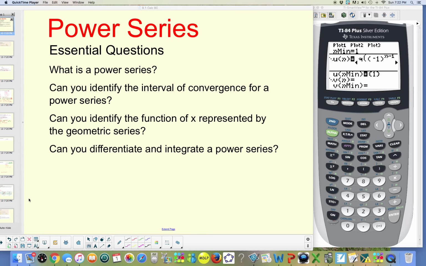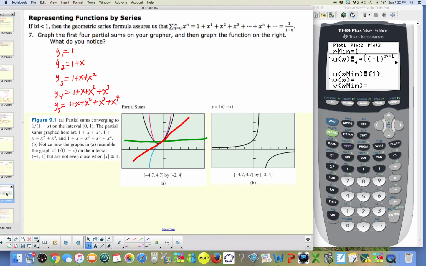Power series, part 2. Essential question: what is a power series? Can you identify the interval of convergence for a power series? Can you identify the function of x represented by the geometric series? Let's start at the page that we left off. And here, we're going to be talking about functions represented by series.